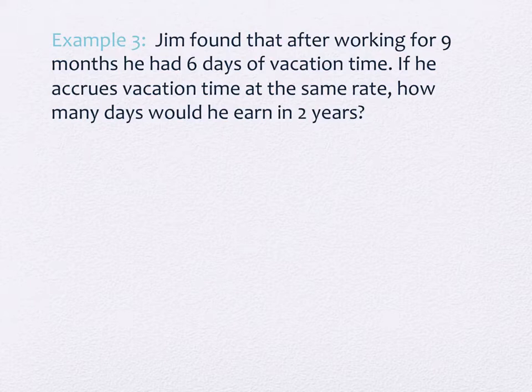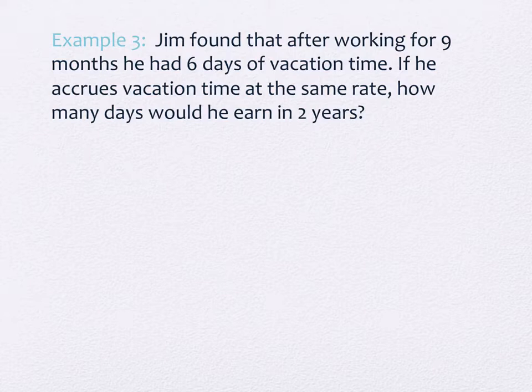So here's what we have for Jim. Jim found out that after working for 9 months, he had 6 days of vacation time. If he accrues vacation time at the same rate, how many days would he earn in 2 years? So can you tell me one thing that's being compared in this? I don't mean numbers or anything, just concepts. What are the concepts that are being compared here? Okay, the months that he's worked and the days he had as vacation. Does that make sense? So not necessarily months and days, but it's the working compared to the time off.